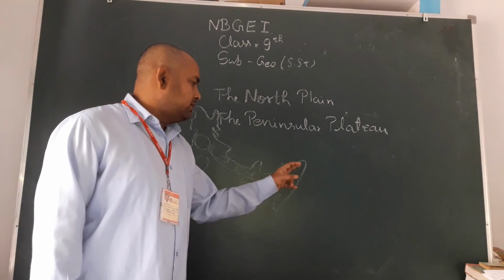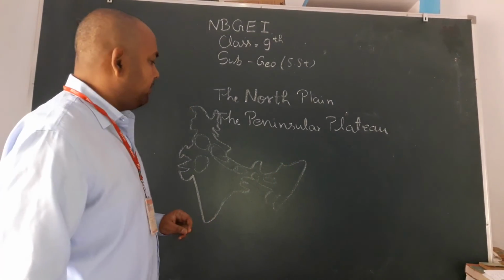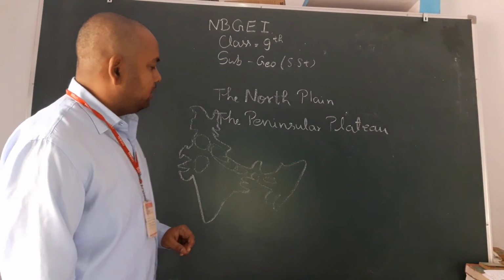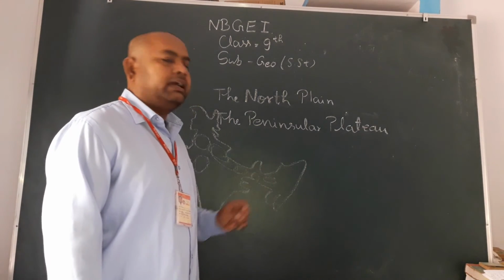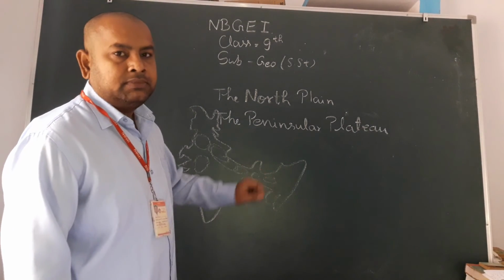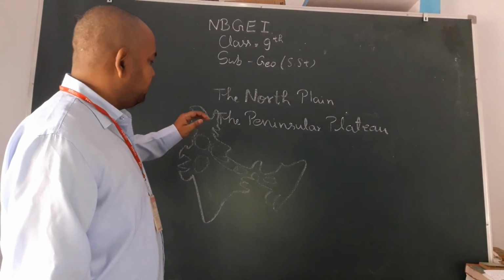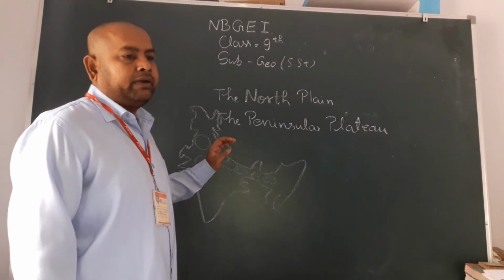And next is the Brahmaputra, which also creates some plain area in Assam. The river is divided into three courses.